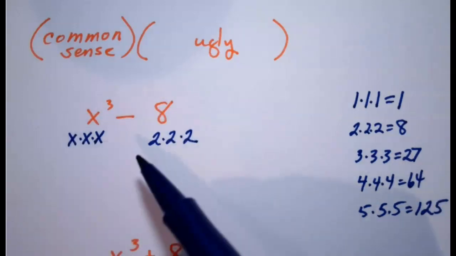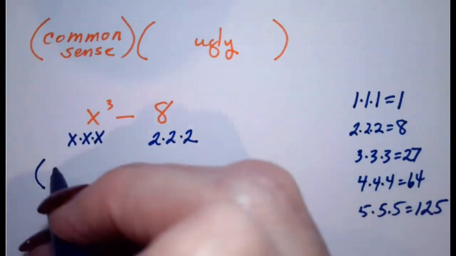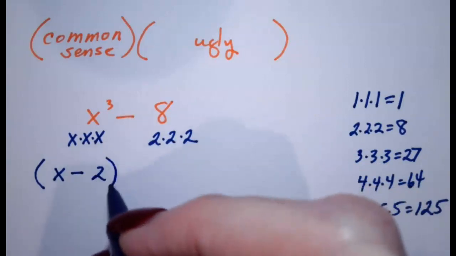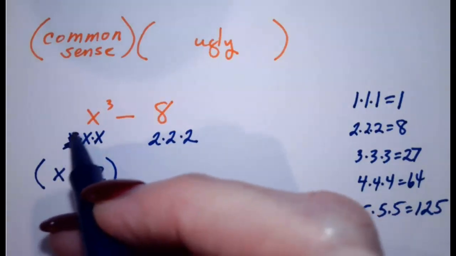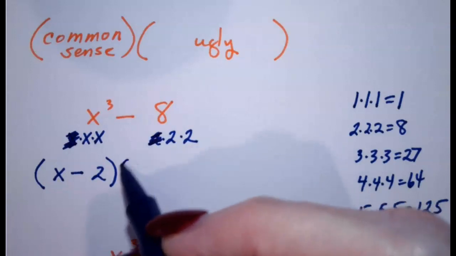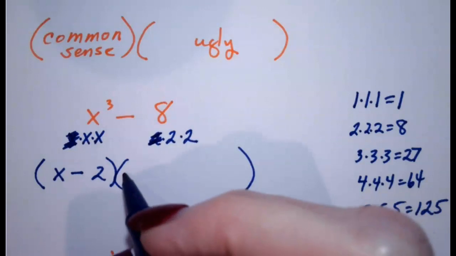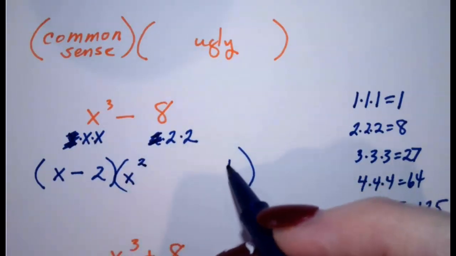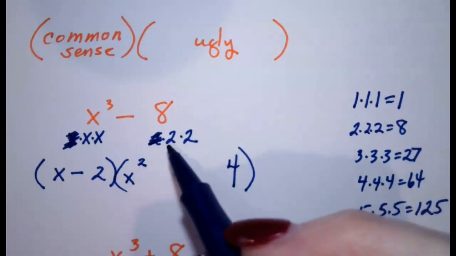So here's my pattern. Now the first part is common sense. Remember, x minus 2. That just makes sense. We used one of those x's and we used one of those 2's. What is x multiplied by x? X squared. What is 2 multiplied by 2? 4.